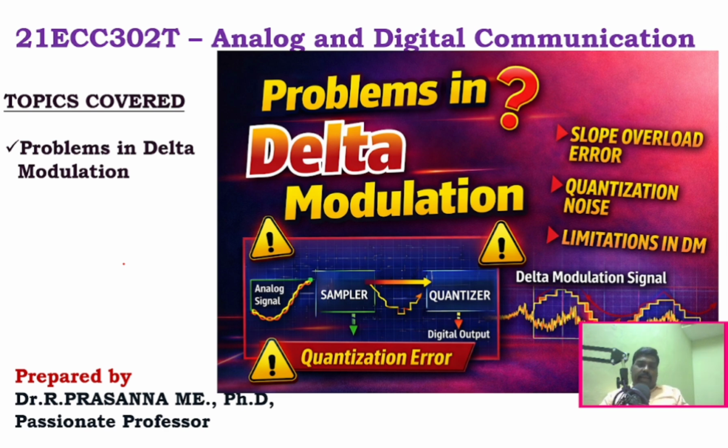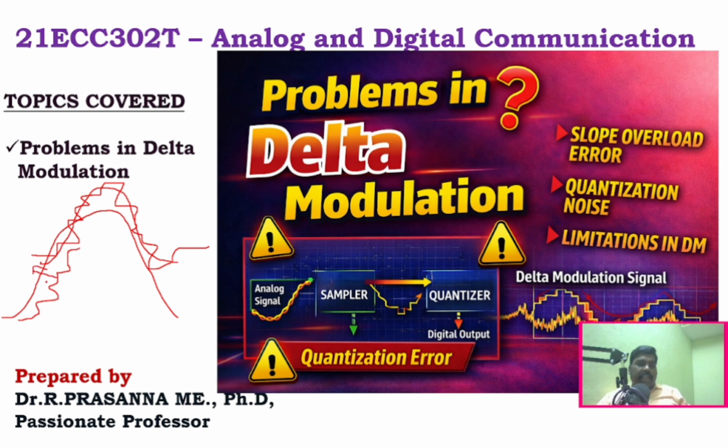We know that the drawbacks of delta modulation are slope overload error and granular noise error, and that happens because of the constant step size of delta modulation. You can see this is the input signal and this is the approximated signal, and this approximated signal is a staircase with constant step size. If the input signal goes very high, the staircase approximated signal cannot follow it because of the constant step size.